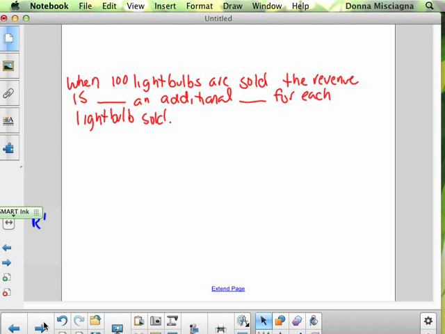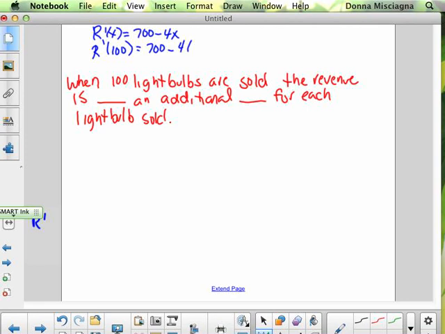All right, so the equation was R prime of X is 700 minus 4X. We're going to figure out the marginal revenue when 100 light bulbs are sold. So we just plug in the 100, 700 minus 4 times 100. That's going to be 700 minus 400, that is $300.